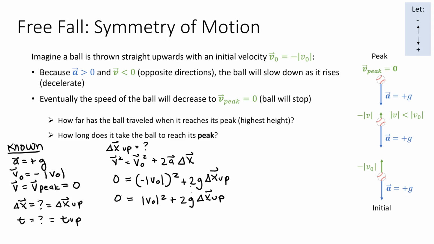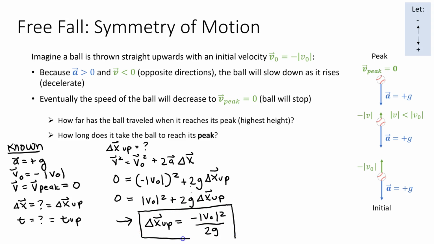So I have to subtract v naught squared from both sides and then divide by 2g. And so what I get here is that delta x up must be equal to minus v naught squared divided by 2g. And so does that make sense that we have a negative displacement? Yes, in fact, it does, because remember we defined the upwards direction to be the negative direction. So as the ball travels from your hand to its peak height, it's traveling up, which is the negative x direction. So good news that we got a negative value there.